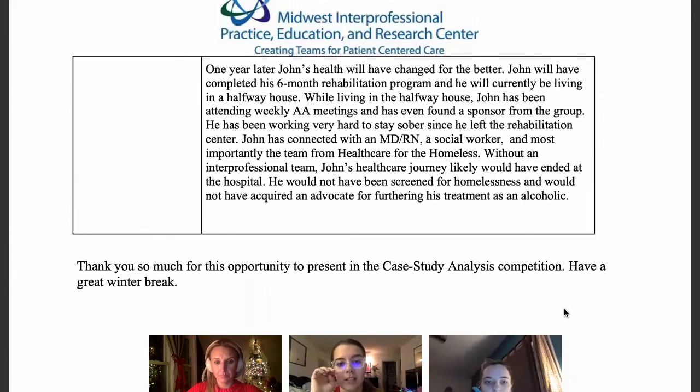And then lastly, one year later, John's health will have changed for the better. John will have completed his 6-month rehabilitation program, and he will currently be living in the halfway house. While living in the halfway house, John has been attending weekly AA meetings and has even found his sponsor from the group. He has been working very hard to stay sober since he left the rehabilitation center. John has connected with an MD, an RN, a social worker, and most importantly, the team from Healthcare for the Homeless. Without an interprofessional team, John's healthcare journey likely would have ended at the hospital. He would not have been screened for homelessness, and he would not have acquired an advocate to further his treatment as an alcoholic.